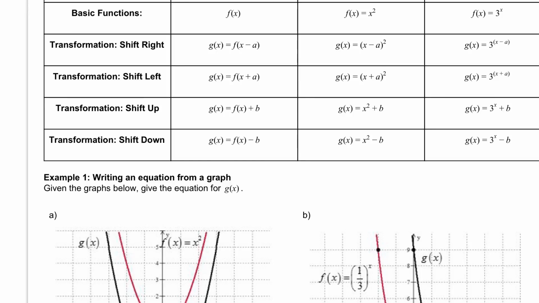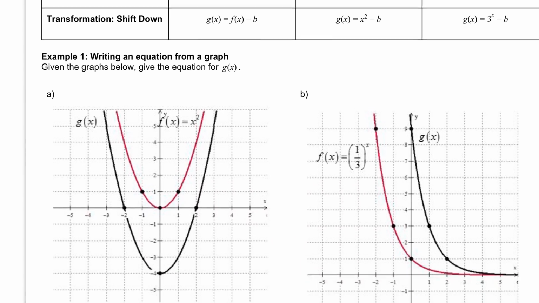Today what we're going to do is use the same table that we used in yesterday's notes. So we still have our basic functions, shifting right, left, up, and down. Again, it's just the same table in case you need to refresh your memory. But today we're going to use the transformations to write the equations.